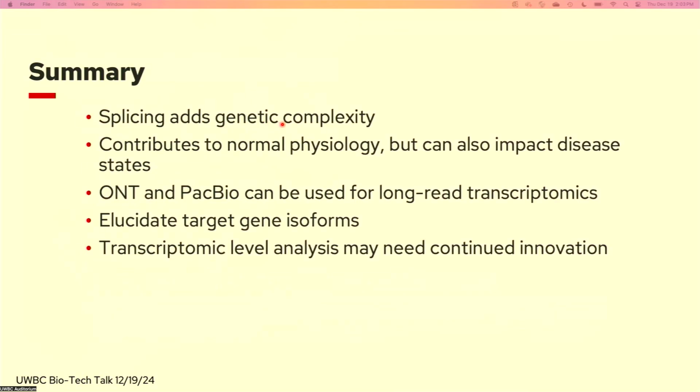So we've talked a little bit about genetic splicing, adding genetic complexity, how it contributes to normal physiology and disease states, how ONT and PacBio can be used for long read transcriptomics to understand specific gene isoforms. And again, this is more my opinion, the transcriptomic level analysis of this data may need innovation because if you still look at data sets today, they mostly focus on these structural categorizations that are not necessarily the most informative. And so how do we look at these different genes in a way that is a little bit more gene specific in an unbiased way?